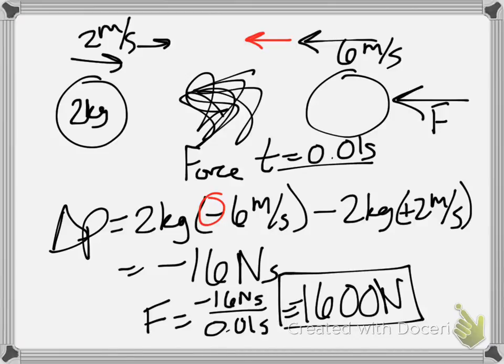Now, we kind of figured out that that was going to happen, right? It had to be bigger, so it comes out to be 1,600 rather than 800. And it had to be going the opposite direction, because you have to slow down the object and then get it going back the other way. So it had to be going to the left rather than the right.